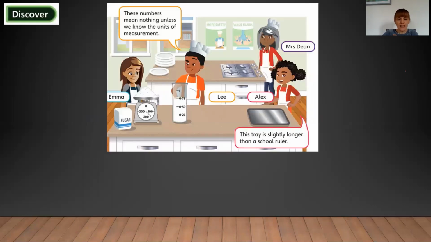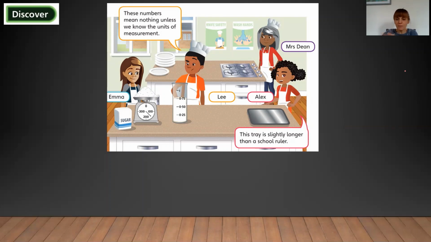So for today's work here, we can see with our Discover, we've got Mrs. Dean in the kitchen and she's got 3 children measuring out different parts for their recipe. Now, Emma has got something on the weighing scales, Lee has got something in a measuring jug, and Alex has got a baking tray in front of her. Now, you'll see that they've all got numbers on their sides. However, Lee has spotted that these numbers mean nothing unless we know the units of measurement.